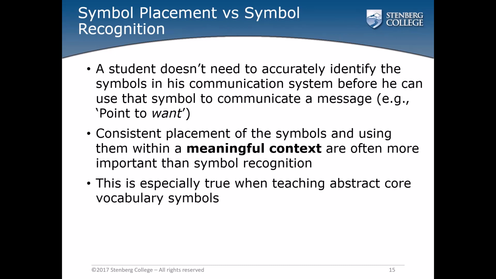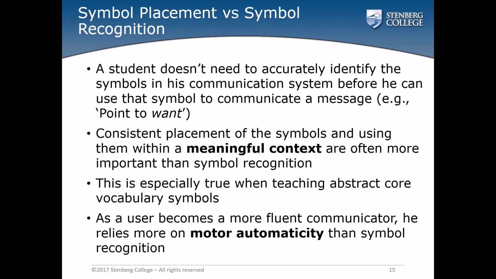This is especially true when teaching abstract core vocabulary symbols. It is much more difficult to symbolize abstract words like "is" or "now" or "fast" than concrete nouns like cat or chicken or pizza, which are clear representations of the choices. As a user becomes a more fluent communicator, he relies more on automaticity than symbol recognition.